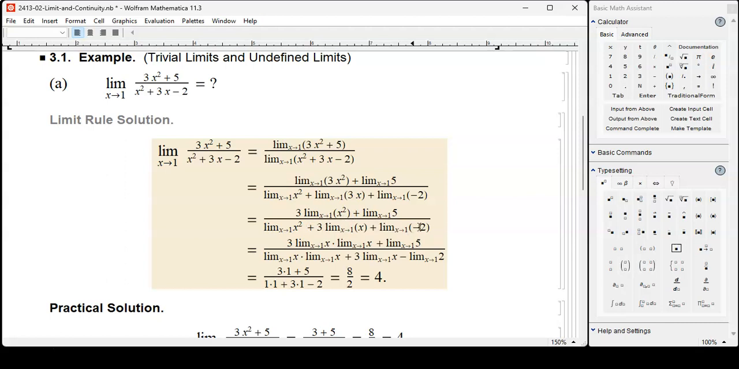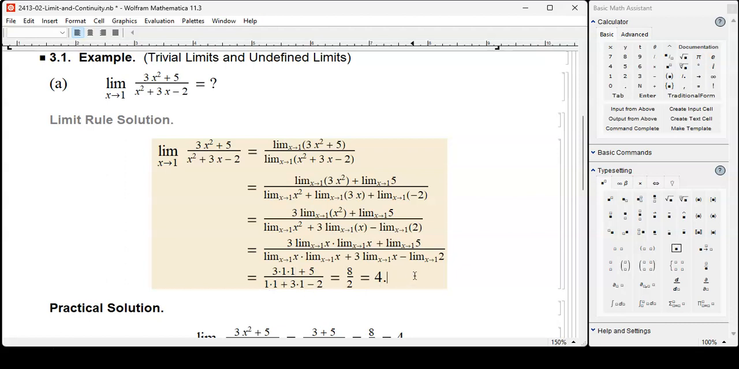And then negative 2 is out. All right, and then we use the multiplication rule. X. So finally, we can apply the trivial rule, plug in x equals to 1. So 3 times 1 times 1. And then 1 times 1, 3 times 1, negative 2.